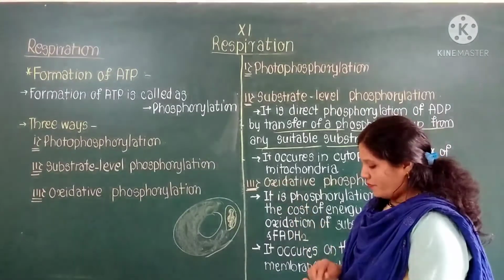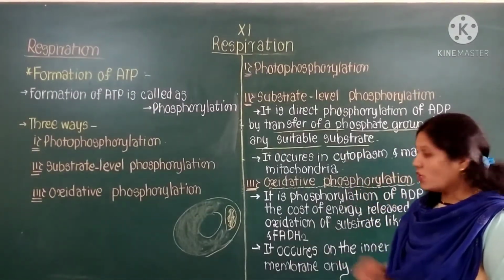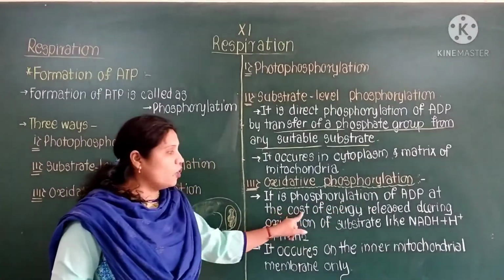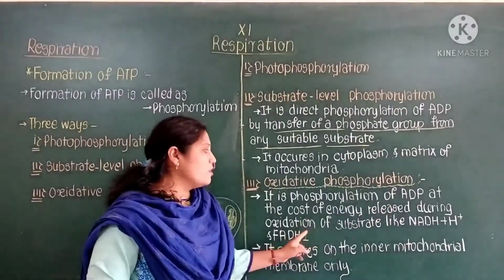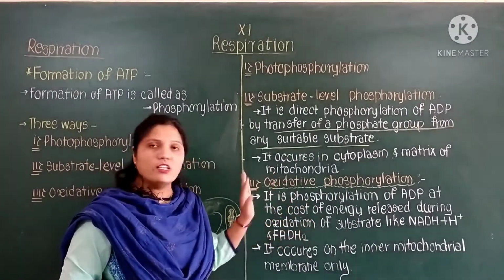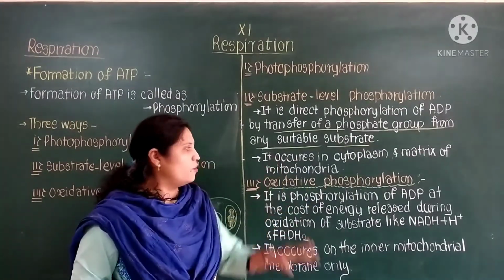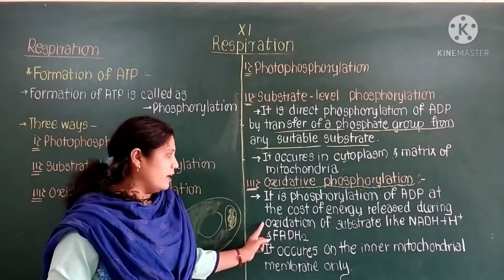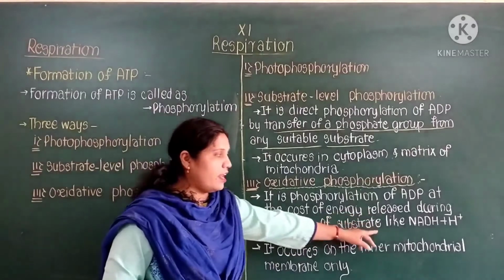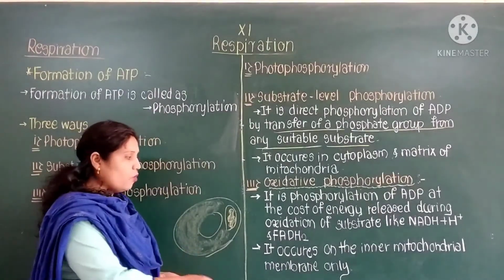Afterward, the next one is oxidative phosphorylation. It is the phosphorylation of ADP at the cost of energy released during oxidation of substrates like NADH as well as H+. Whenever the oxidation process takes place, energy is released, and that is known as oxidative phosphorylation. It is phosphorylation of ADP at the cost of energy released during oxidation of substrates like NADH, H+ and FADH. And this occurs on the inner mitochondrial membrane.